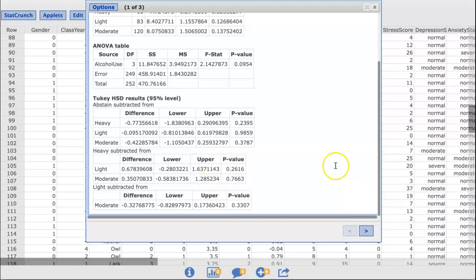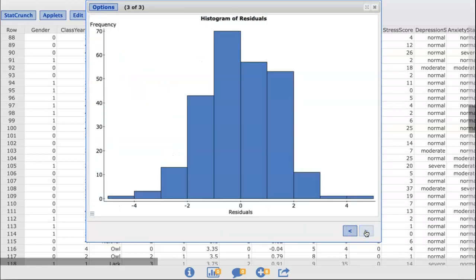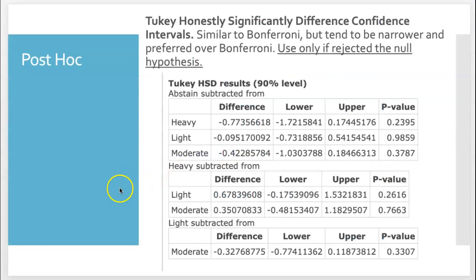Pretty nice. And when I click those other options, we get a dot plot here, and a plot of residuals here as well, which we used before. What's neat about this plot is that this is the overall mean, the grand mean, the average of all of these numbers. Let's look at the mean of abstain sleep, the mean of heavy sleep, the mean of light sleep, the mean of moderate sleep. What we want to know is whether these four means are significantly different from this grand mean. That's another thing we're doing in StatCrunch. So, a very easy procedure here.